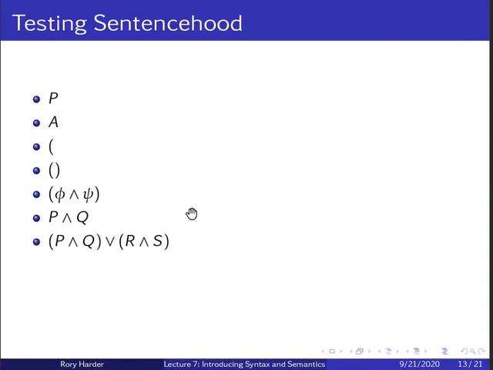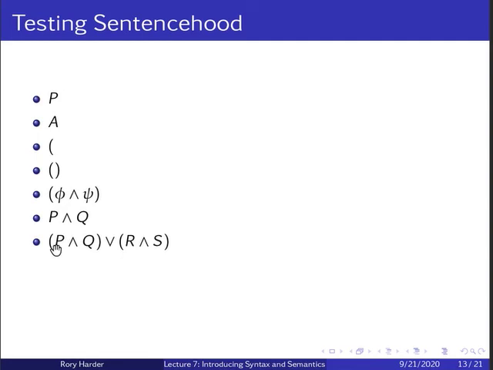Now what about this? P and Q or R and S. Is that a sentence of our language? Now the answer to this is yes, it is. This is a sentence of our language. So it might be a bit hard to see how this can be built up from our rules, but it can be by applying several of the different rules.